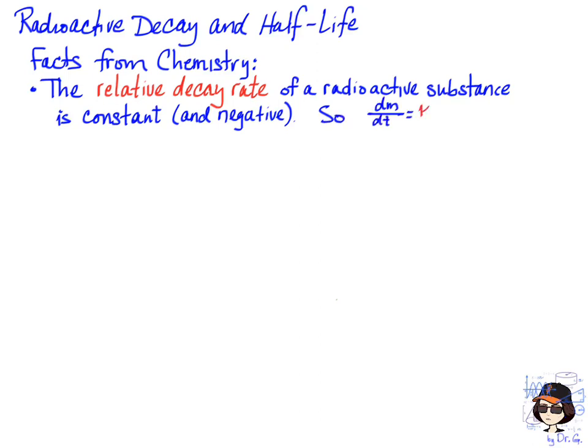So if m is the mass of this radioactive substance, then the rate of change of that mass with respect to time, dm/dt, is proportional to the mass, or is equal to some constant times that mass.